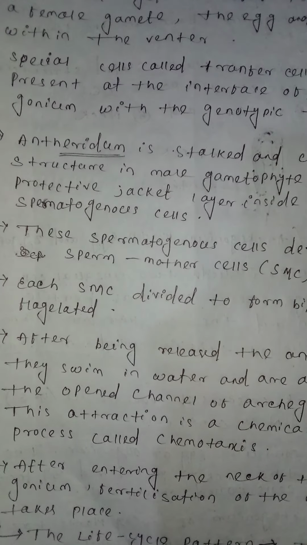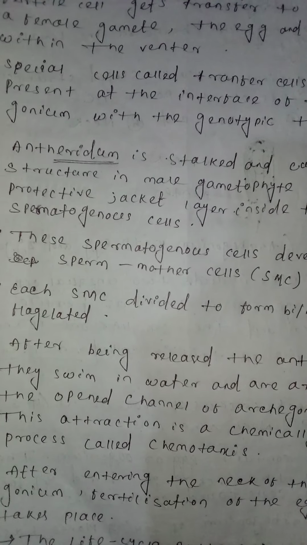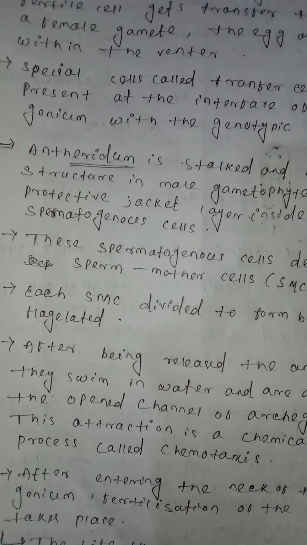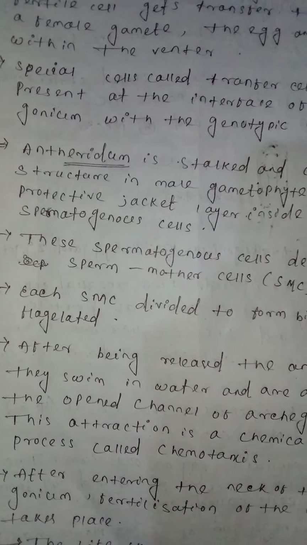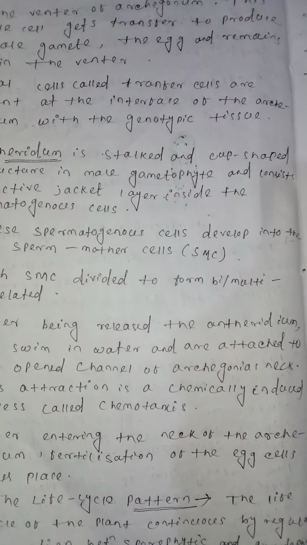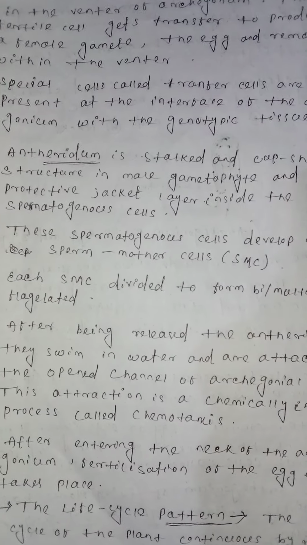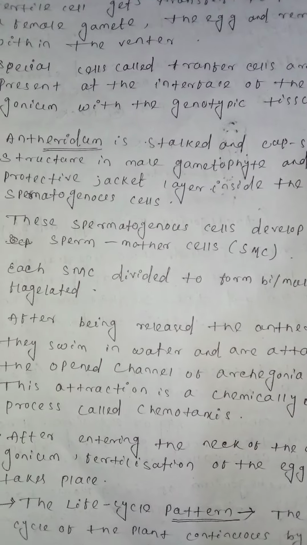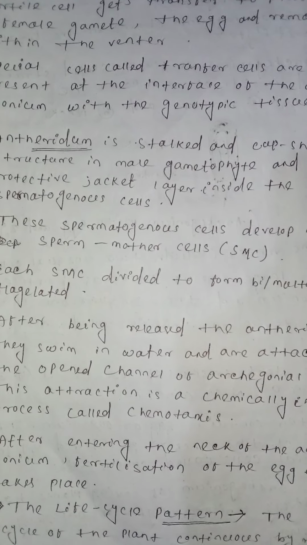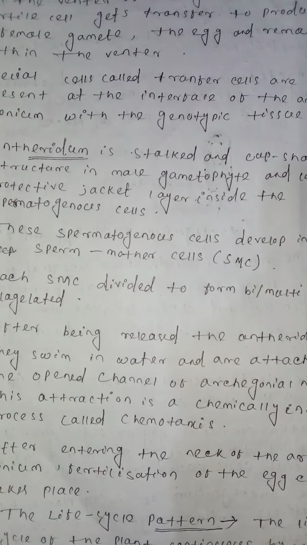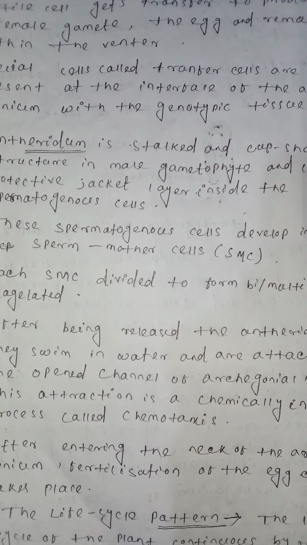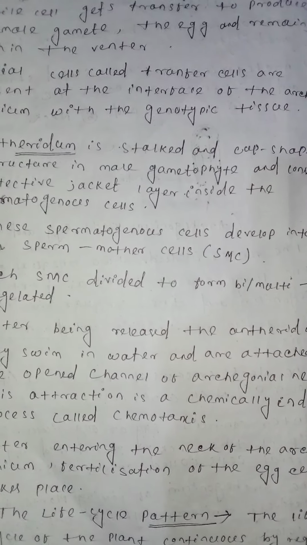Antheridium, we all know, is the male reproductive organ in the plant body. Antheridium is a stalked and cup-shaped structure in the male gametophyte and consists of a protective jacket layer inside which are the spermatogenous cells. So the structure of antheridium in the plant body is stalked and cup-shaped.